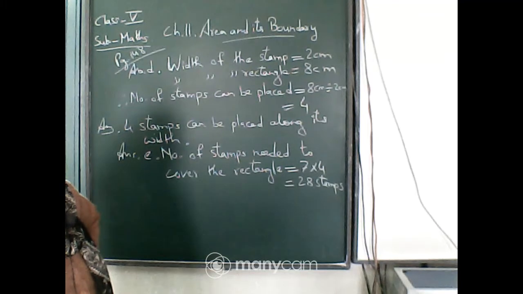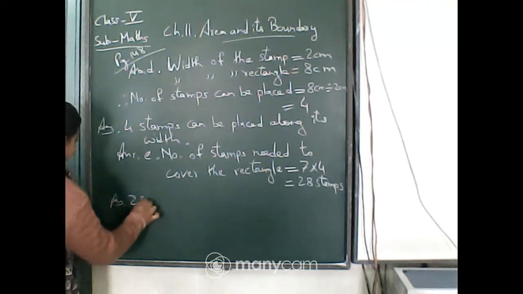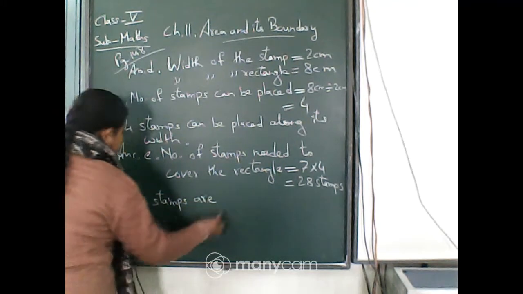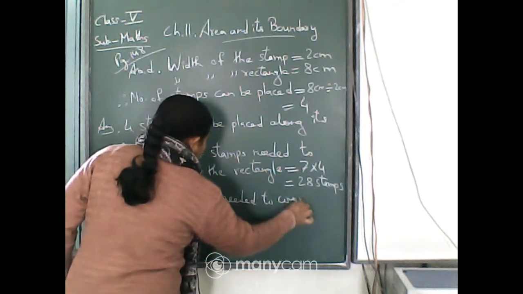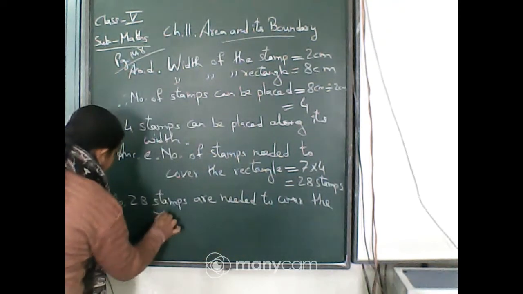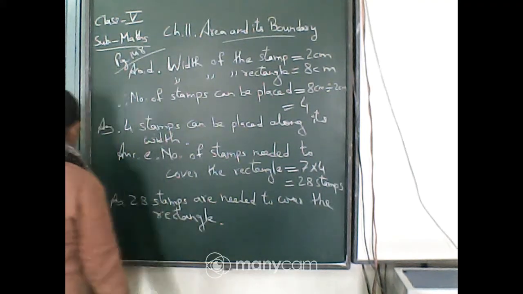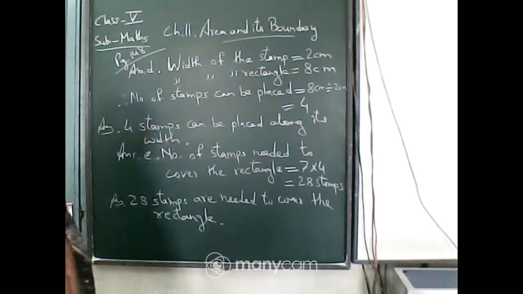So number of stamps needed to cover the rectangle is 28. Answer will be 28 stamps are needed to cover the rectangle. Completed?